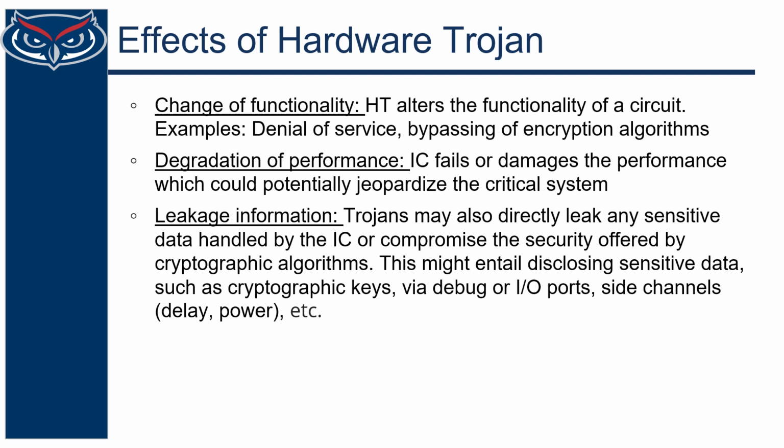Effects of hardware Trojan. There are three types of hardware Trojan effects. First, change of functionality: a hardware Trojan alters the functionality of a circuit, for example denial of service or bypassing of encryption algorithms. Second, degradation of performance: the IC fails or its performance is damaged, which could potentially affect the critical system. And the third point is leakage of information.